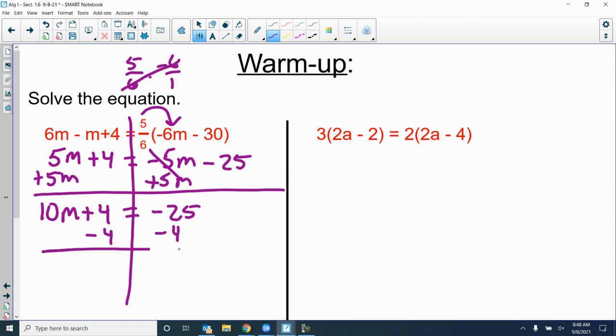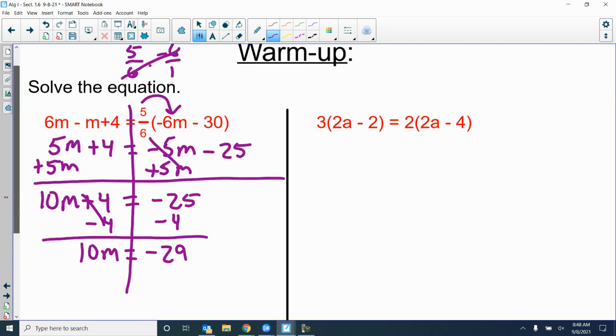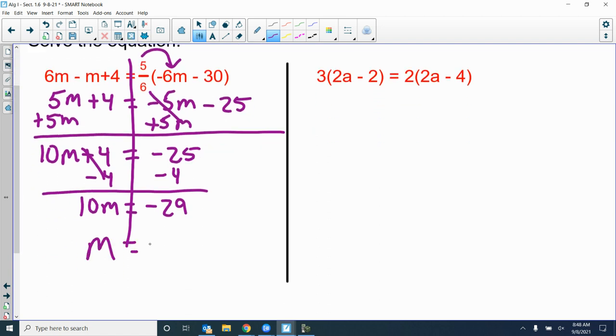Okay. So what do we got? 10m equals -29. Yes. And we're going to get a decimal here, right, guys? Divide by 10. Now, you guys shouldn't need a calculator when you divide by 10. Just slide the decimal one to the left, right? What do we get? Yeah, Griffin. n equals -2.9. Whoa. All right.